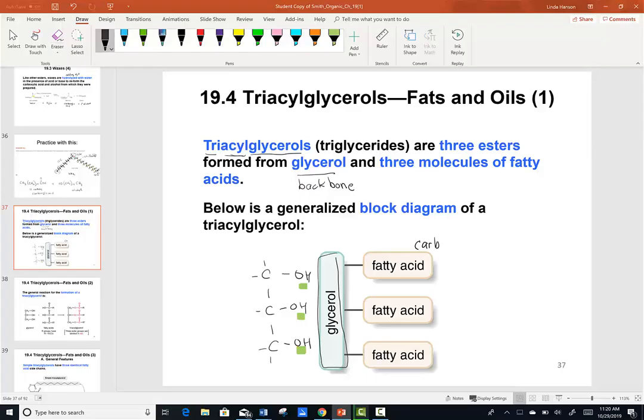A fatty acid really is just a very long carbon chain with the COOH group. So this is the COOH functional group. So this is what we call a generalized block diagram of a triacylglycerol. The backbone, going kind of perpendicular to the page, is the glycerol molecule, and the fatty acid chains, those long carbon chains that contain the carbonyl carbon.